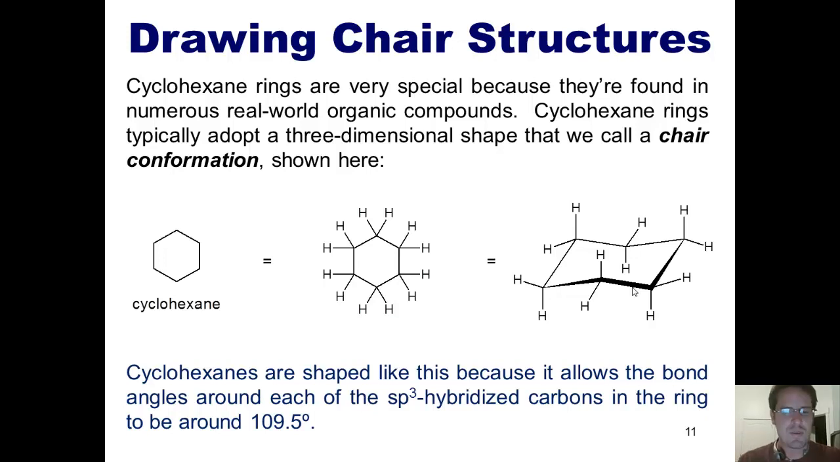around each and every one of the sp3 hybridized carbons in this ring to be around 109.5 degrees. Now, this type of structure drawn right here is called a chair structure or a chair conformation. Cyclohexanes adopt this shape because, once again, doing so allows each of their bonds to have very close to the ideal tetrahedral bond angle of 109.5 degrees. And why in the world do we care? The reason is because cyclohexane and cyclohexane-like molecules are so common in nature, especially when we start talking about sugars and their polymers, that learning how to draw and interpret these chair conformations is extremely important.